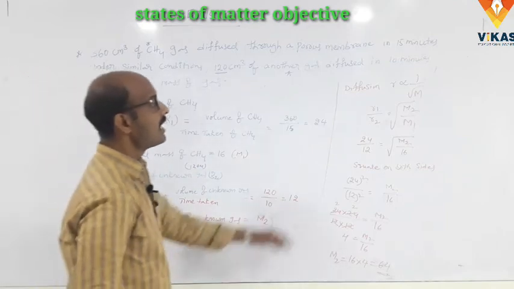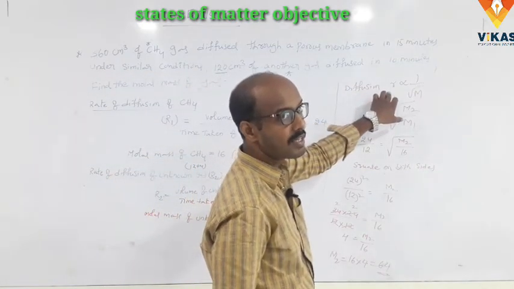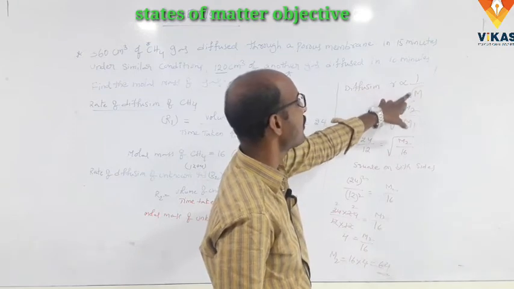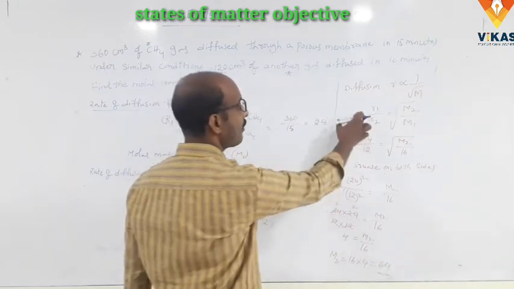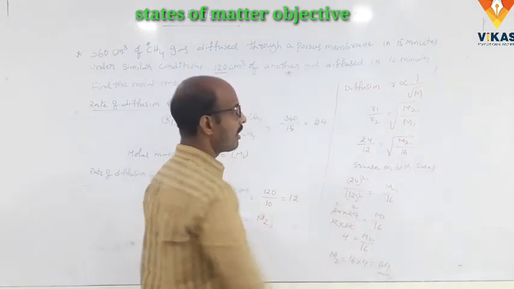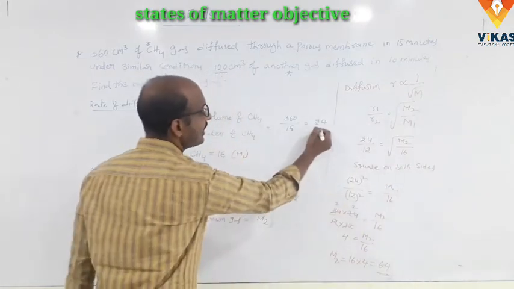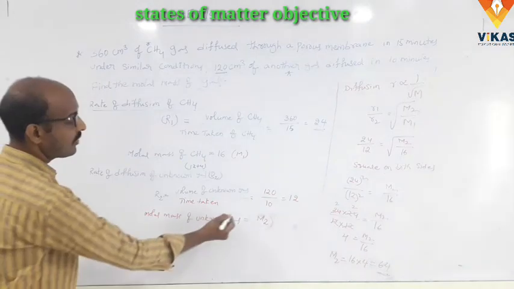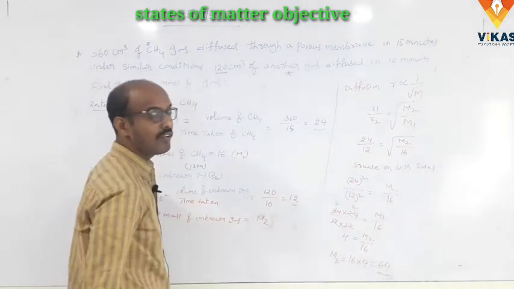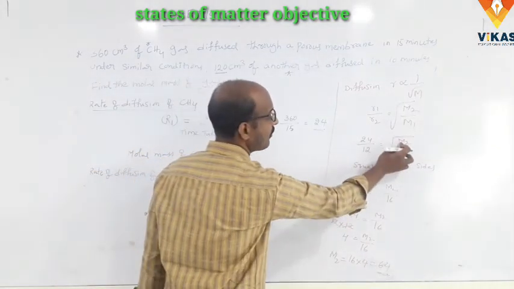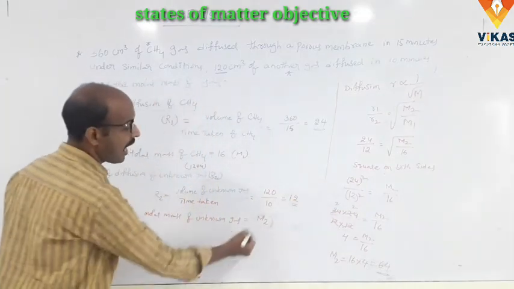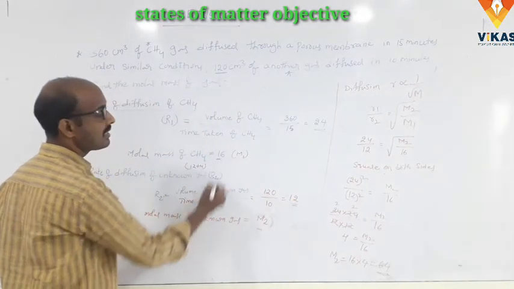And next, based on the equation, rate of diffusion R is directly proportional to 1/√m, R1/R2 is equal to under square root of M2/M1. So substitute the values. R1 is 24 and R2 is 12. So 24/12 equals under square root of M2/16. So M2 is the unknown and M1 is 16.